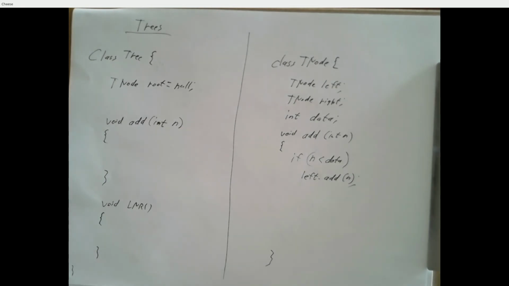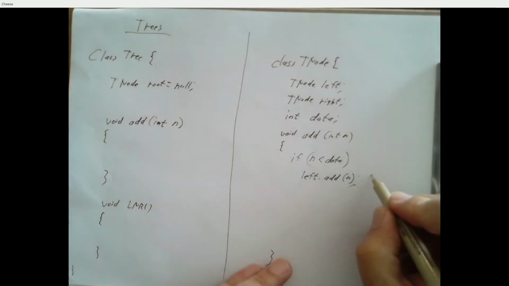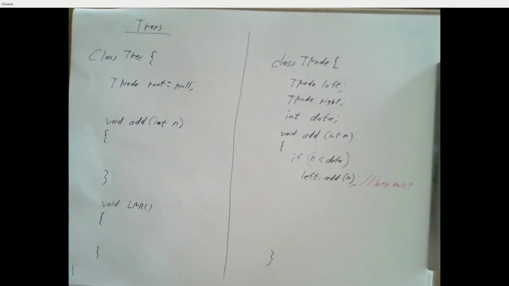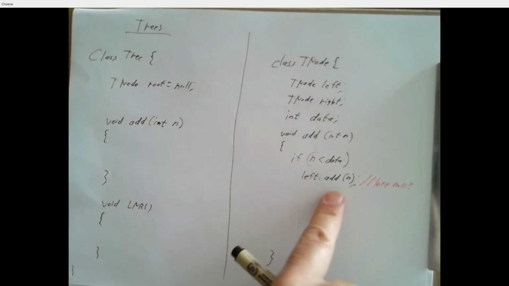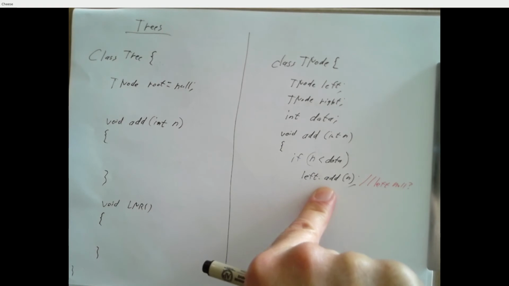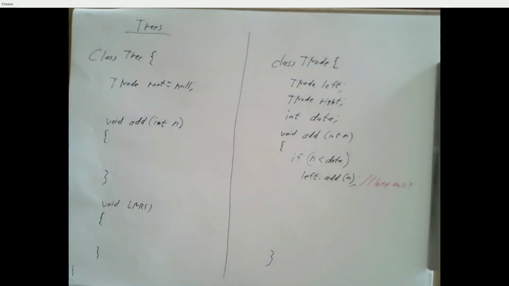But we do have to deal with the case where left is null. Because if there's no left child on this particular node, this will throw an exception. So if n is less than data, we have to do two things. See if there's a left child. If there is, just use that child's add method. If there's not, create a new node, set left equal to that, and we're done. And then we can do identical things if n is not less than data.